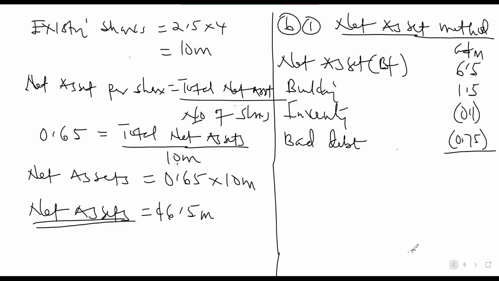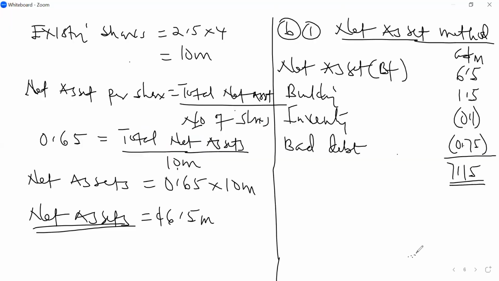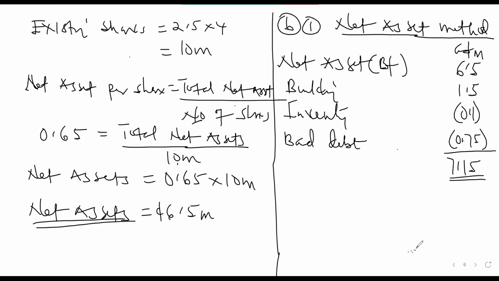All right, so let's find the actual value for this. Net assets are 7.15. They are asking for the share price of the company, so it will be the value per share. This is before. Our net asset per share will be calculated as 7.15 divided by 10 million. What are we getting? 0.715 per share.